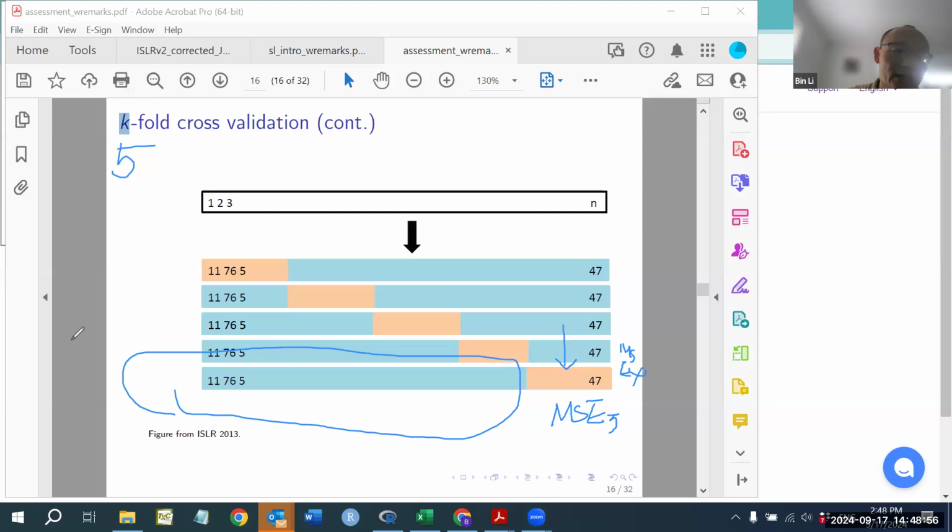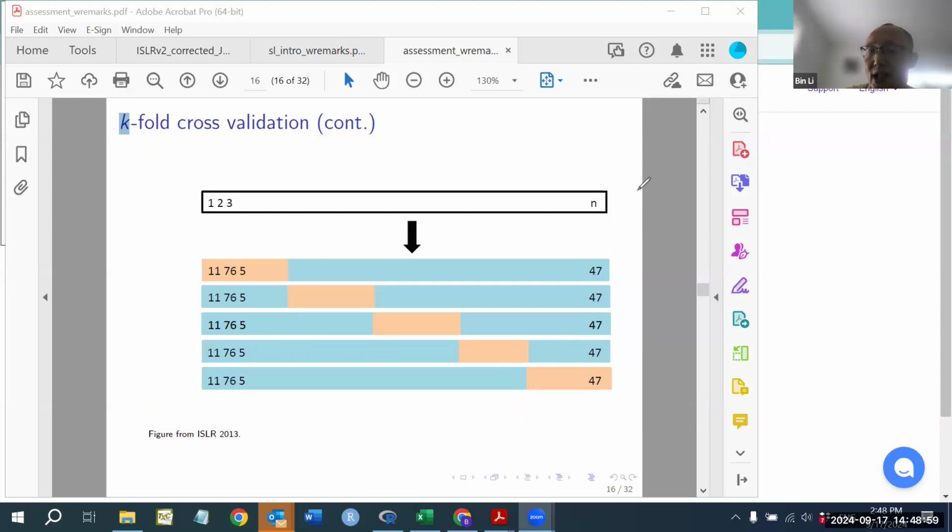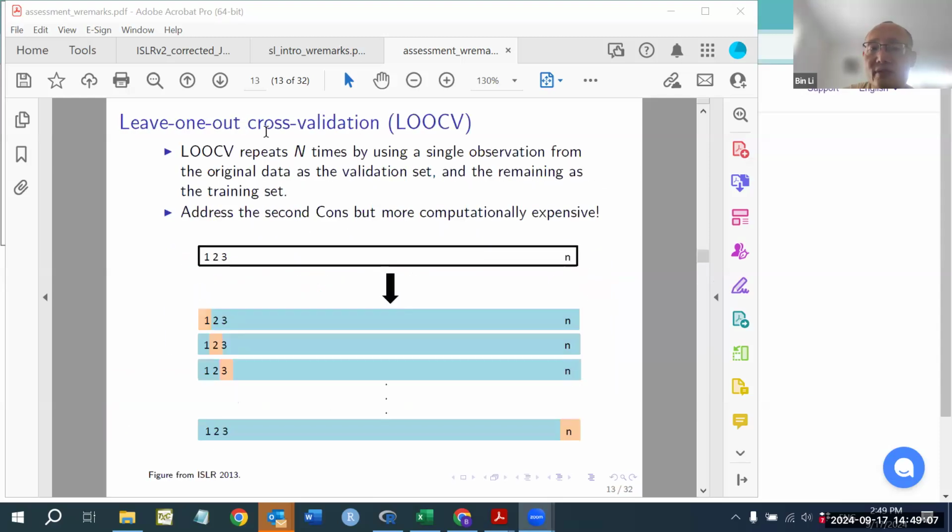Okay, and if each fold contains only one observation, then that's called leave-one-out cross-validation. That means each fold has just one single observation, and then we do the cross-validation with n folds, right?